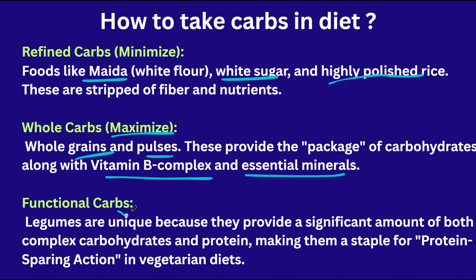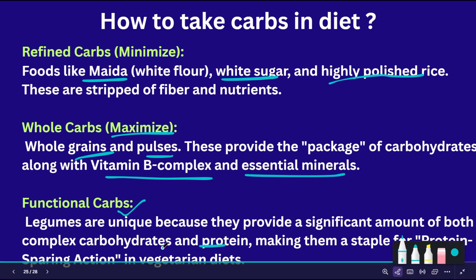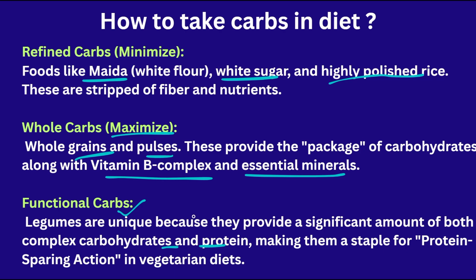We should also consider the functional carbohydrates such as the oligosaccharides and non-starchy polysaccharides. They are helpful for our body to provide a significant amount of carbohydrates and proteins so that we are able to manage the vegetarian diet and we are able to protect our proteins from getting broken down.